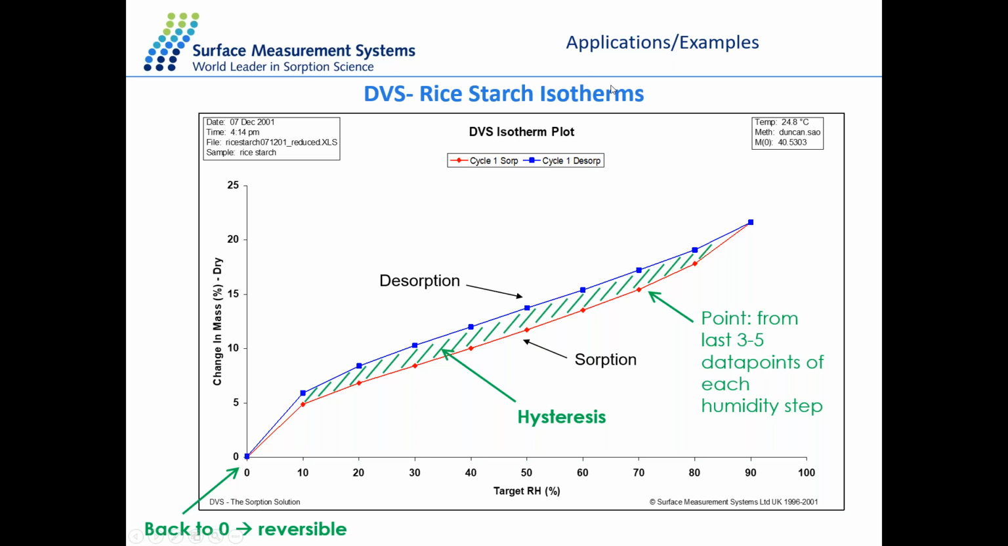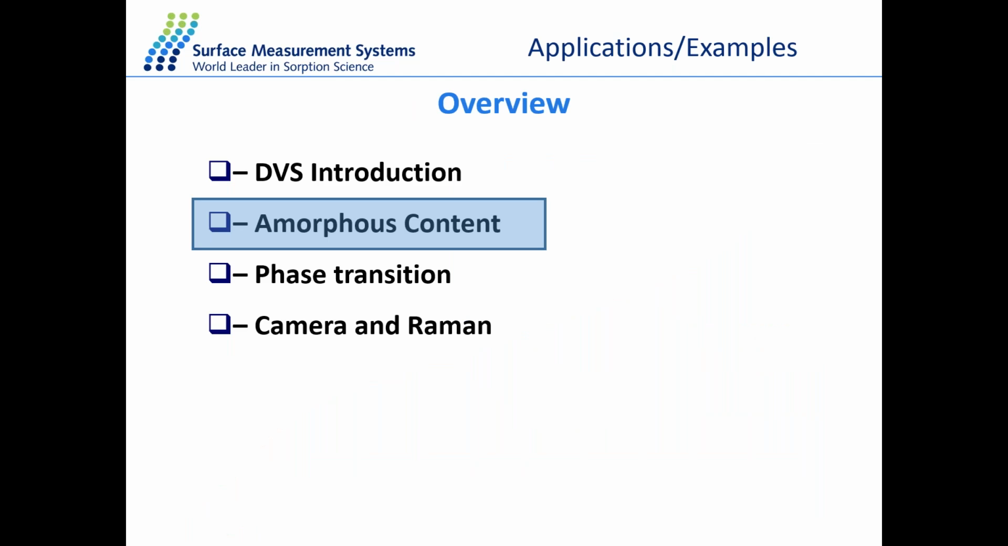Now, this experiment was performed at 25 degrees Celsius, and we know that kinetics are affected by temperature. So what I would imagine is that if we do the same experiment at higher temperature, we will progressively close this gap of hysteresis because we are providing more energy for the molecule to migrate out of the sample. So this is my introduction to the technique.